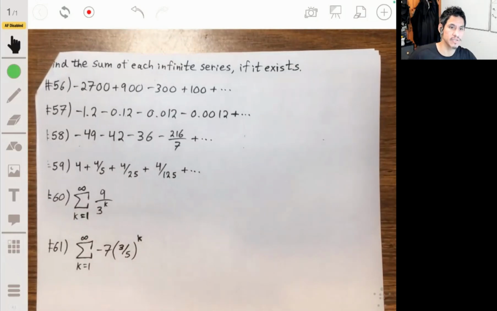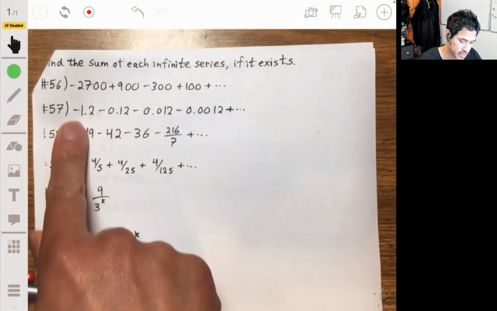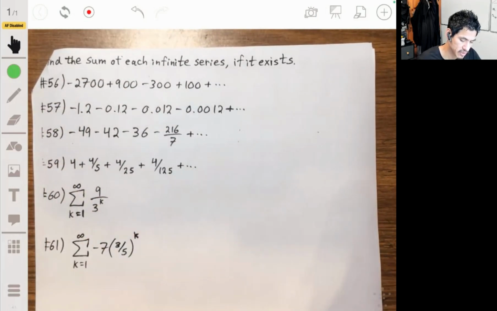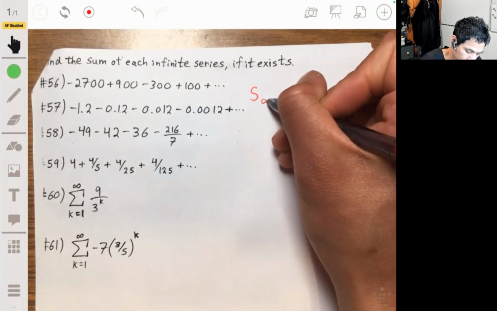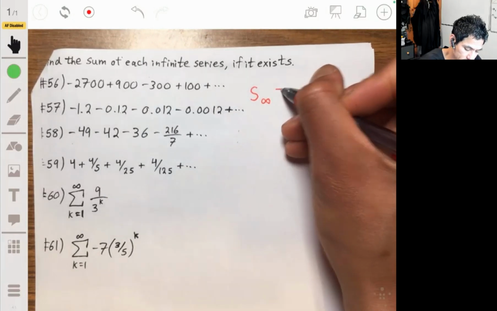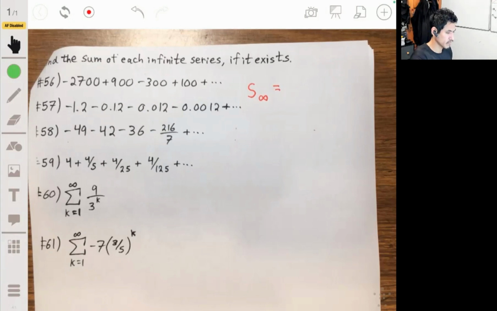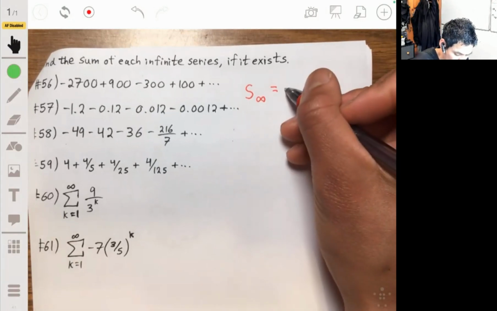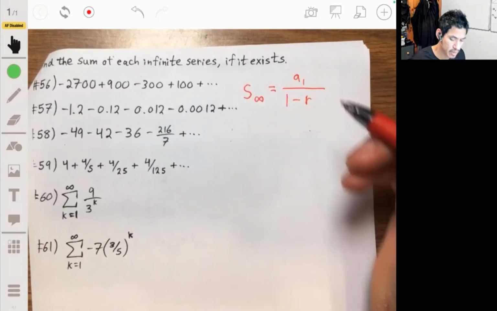Final set, last 6. Here, we're going to find the sum of each of these infinite series. These are geometric, and for that, we're going to use the formula for the sum of the infinite series, which is easier than the one we just used, which is nice. This will be equal to A1 over 1 minus R.